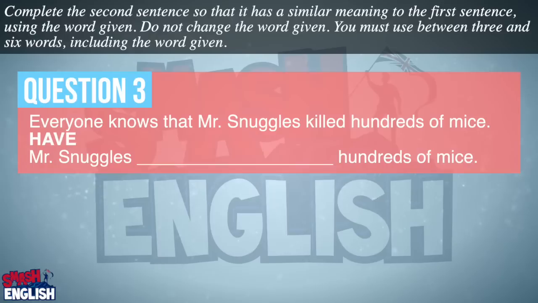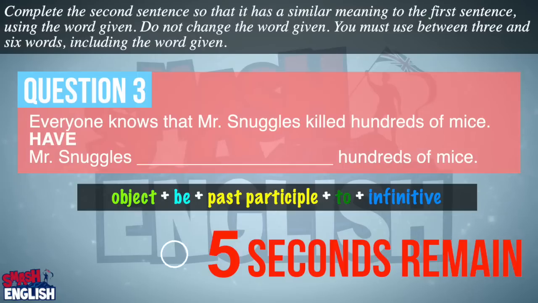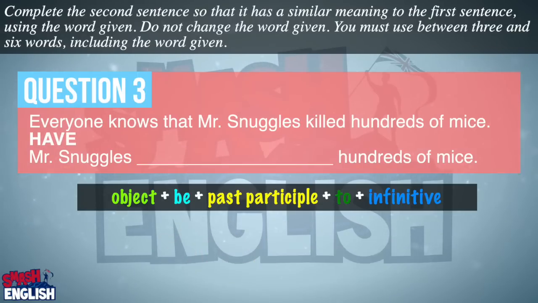Our keyword is have. For this sentence, we need our object plus be plus past participle plus to plus infinitive structure. Notice that Mr. Snuggles killed hundreds of mice in the past. So this means we will need to use a perfect infinitive. Luckily, our keyword is have, so this should not be too hard. Pause the video here and have a go. Our answer is Mr. Snuggles is known to have killed hundreds of mice.